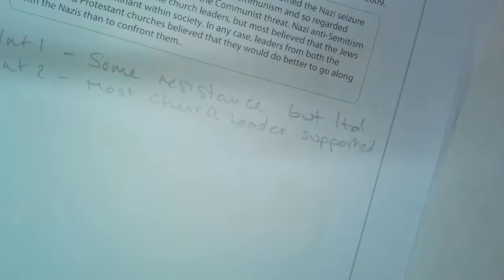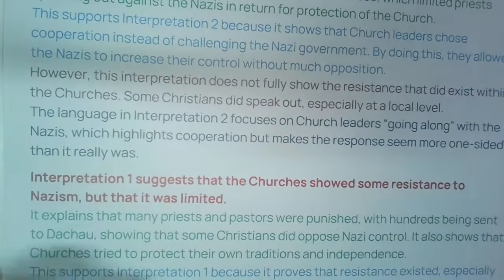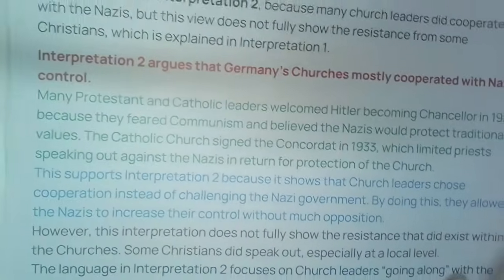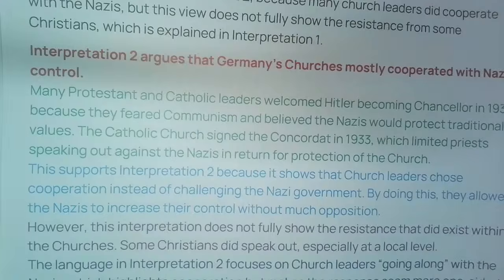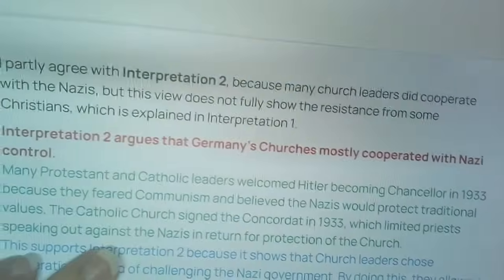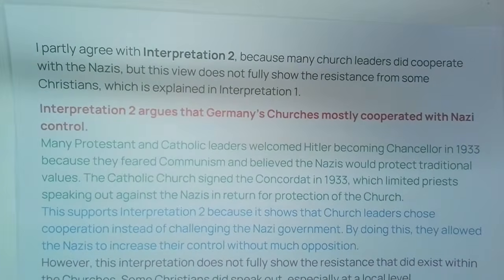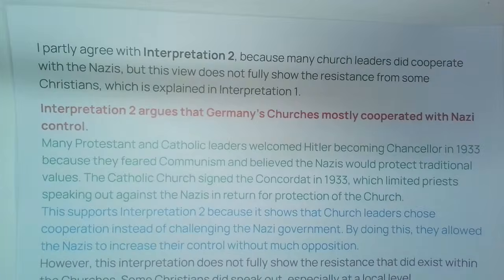So let me get my model answer and we're going to have a go at answering it. Here we go. We're going to start with interpretation 2, which says that most church leaders did cooperate. Straight away, I'm going to lay out my stall. I'm going to start with a one-sentence introduction.